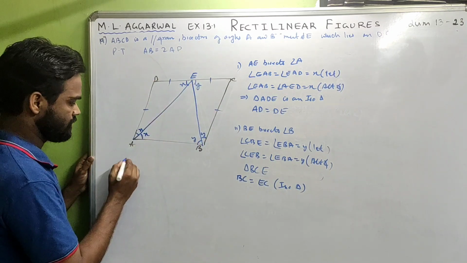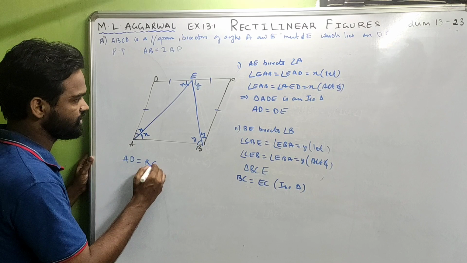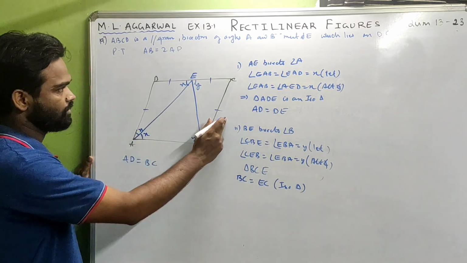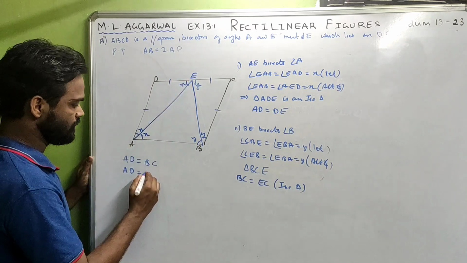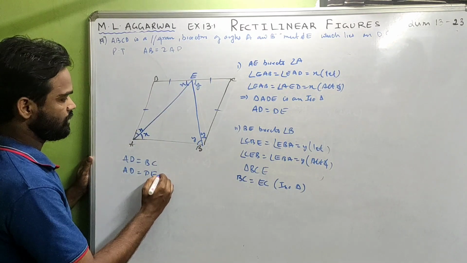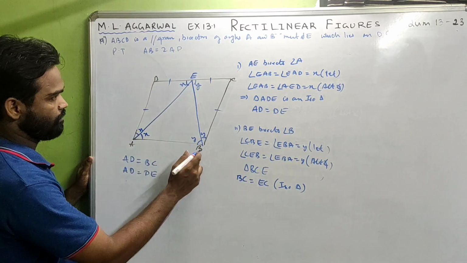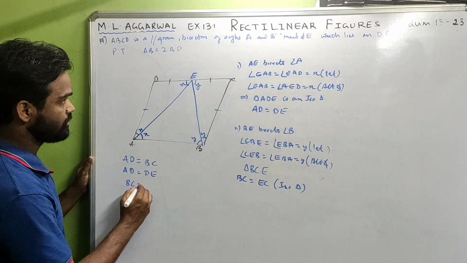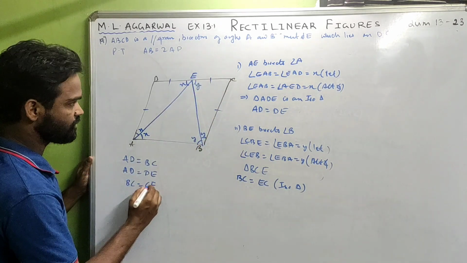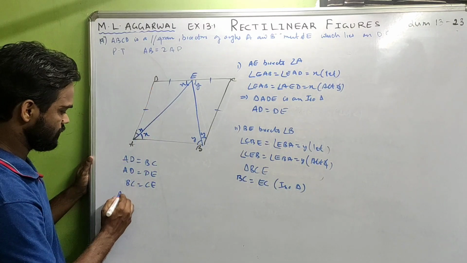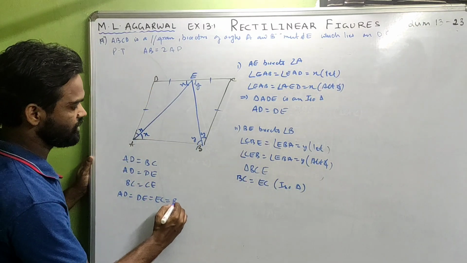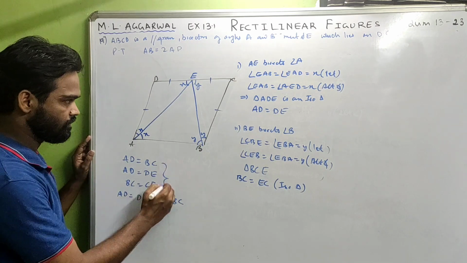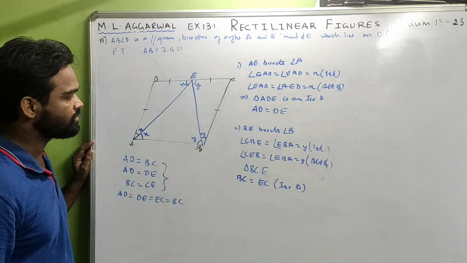And we know AD is equal to BC. These two sides are equal. And AD is equal to DE, and BC is equal to CE. Which means we can say AD in one line will be equal to DE, will be equal to EC, will be equal to BC. Isn't it? We can say like this.